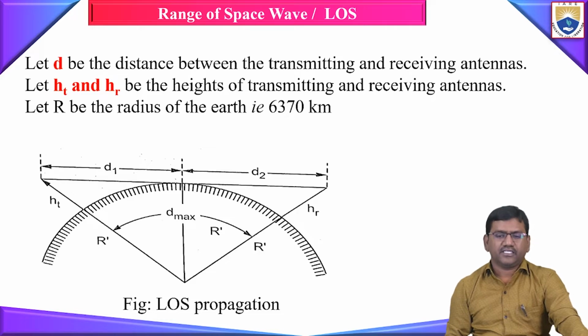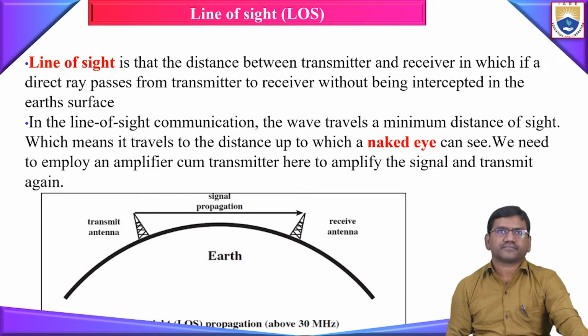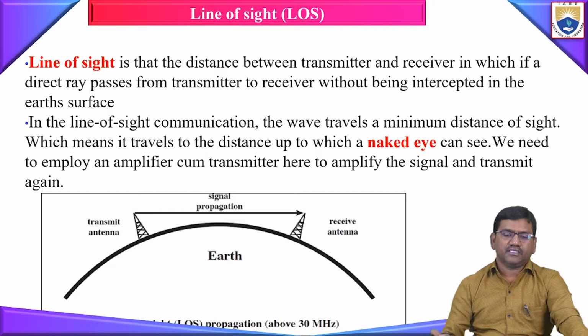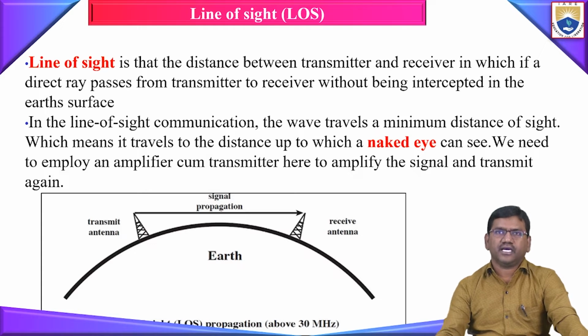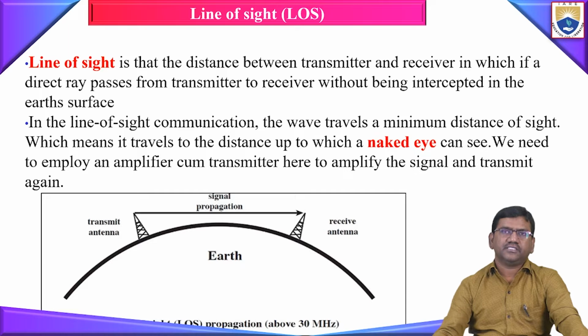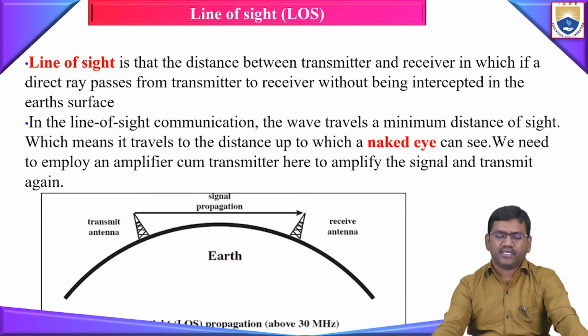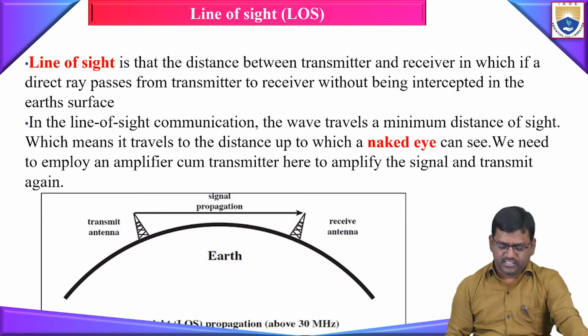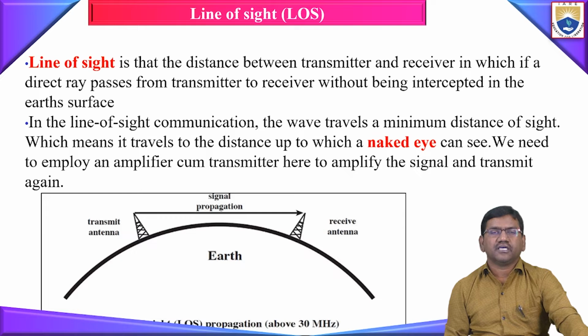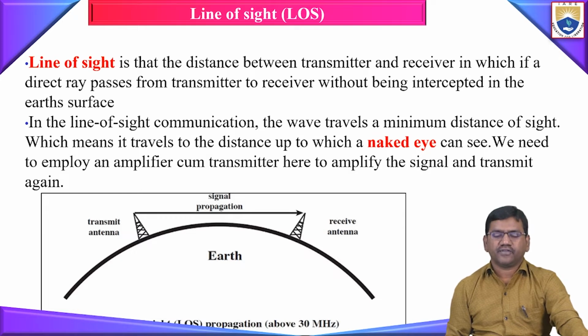Now let us calculate the range of space wave propagation, assuming the Earth as a curved Earth. Range means the distance between the transmitting antenna and the receiving antenna. Line of sight propagation is possible in space wave propagation above 30 MHz of frequency. In space wave propagation, we transmit signals only above 30 MHz.